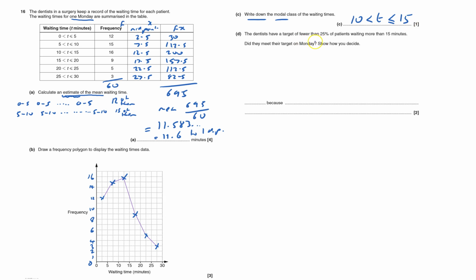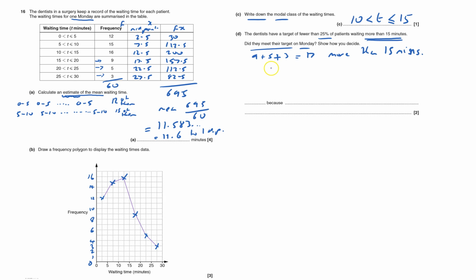Dentists have a target that fewer than 25% of their patients wait more than 15 minutes. Did they meet their target on Monday? Well, it's the day we're looking at. Show how you decide. Well, more than 15 would be the 9, the 5, and the 3. So 9 plus 5 plus 3 equals 17. 17 were more than 15 minutes.